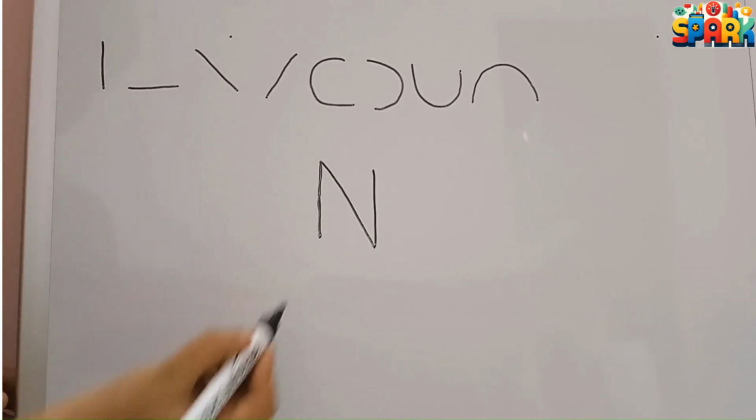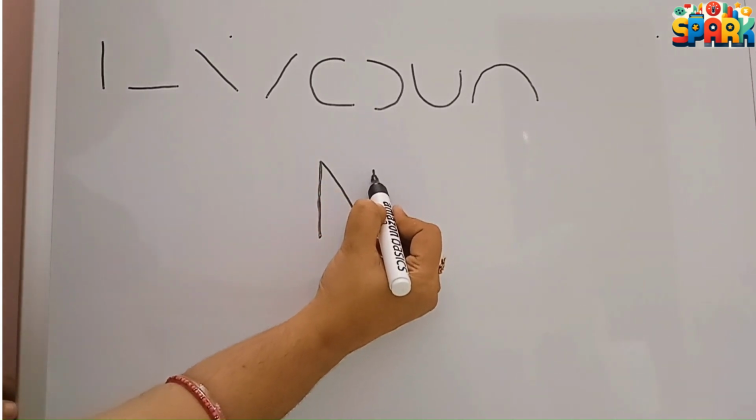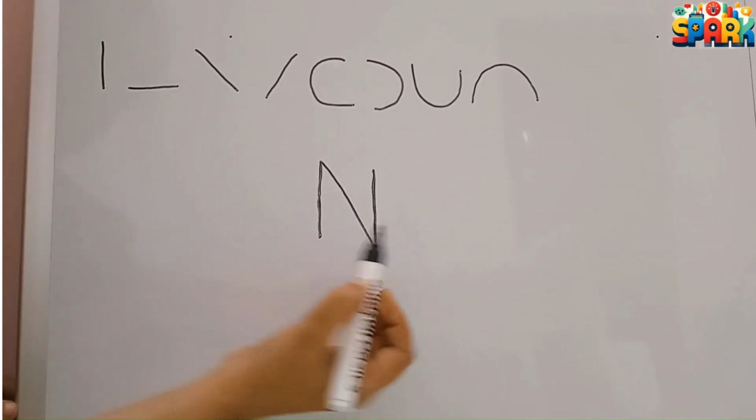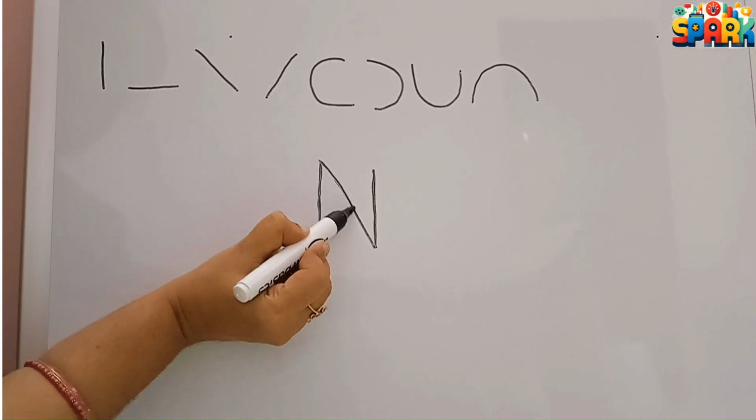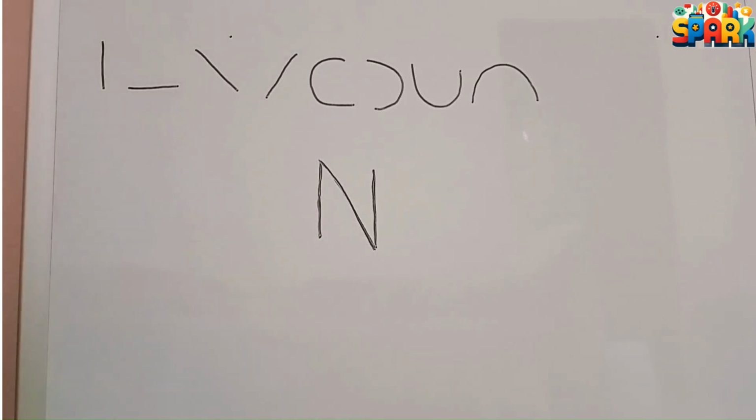Let's trace it one more time. Do it slowly, children. Now, take your pencil and book and trace the letter N. Show this to your parents.